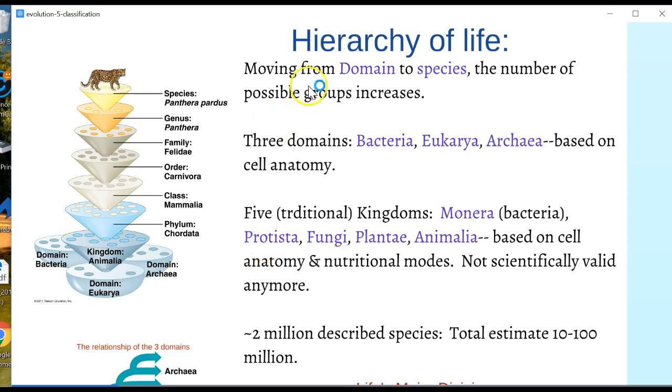The hierarchy of life, moving from domain to species, the number of possible groups increases. So if you look at the very bottom, there are three different domains. So we've got bacteria, eukarya, and archaea. Those three things are based on cell anatomy. And then from that, there are five traditional kingdoms. So we've got Monera, which is bacteria, Protista, which are protists, fungi, plantae, which are plants, and Animalia, based on cell anatomy and nutritional modes. But these are not scientifically valid anymore.